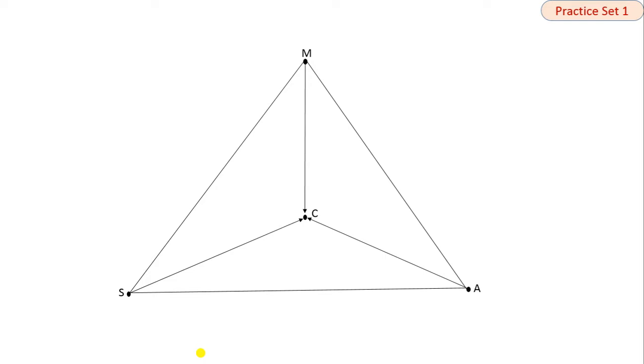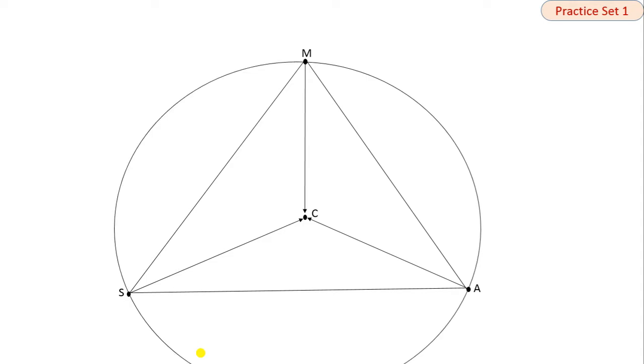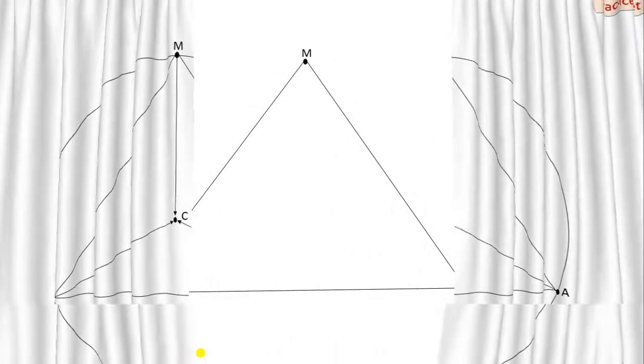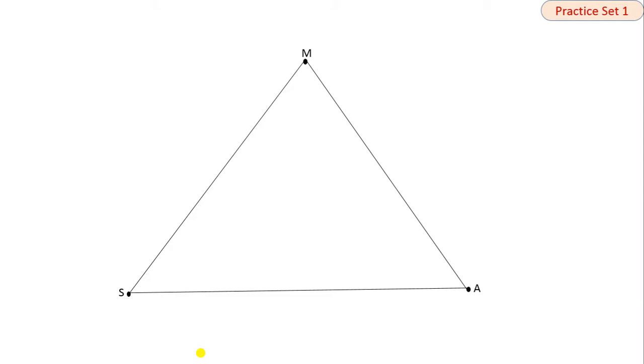We are seeing here a diagram of the circumcircle of triangle MSA. And for that we have to construct the perpendicular bisectors of all three sides of triangle MSA.